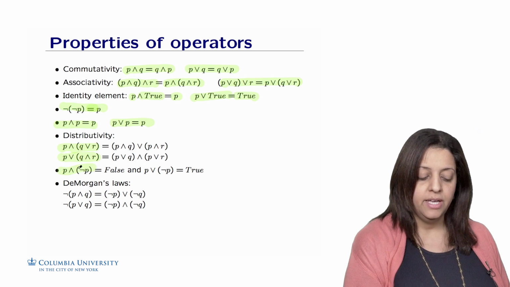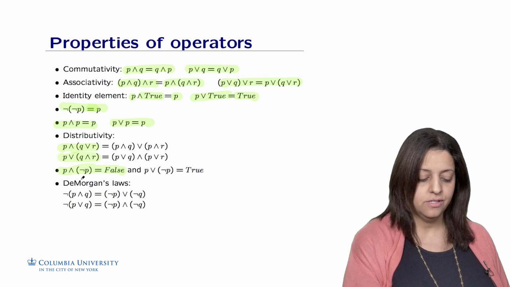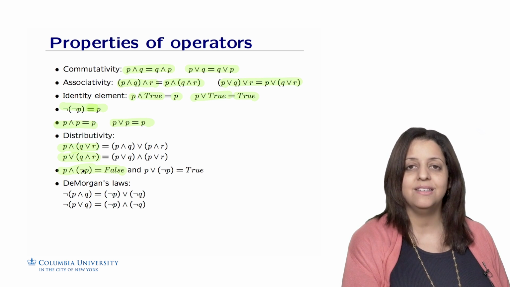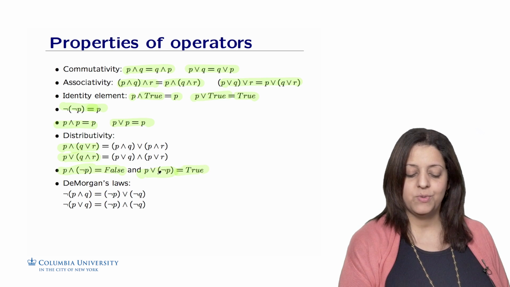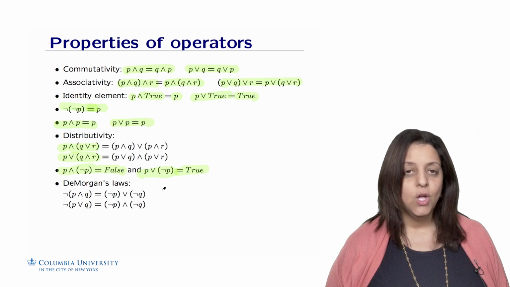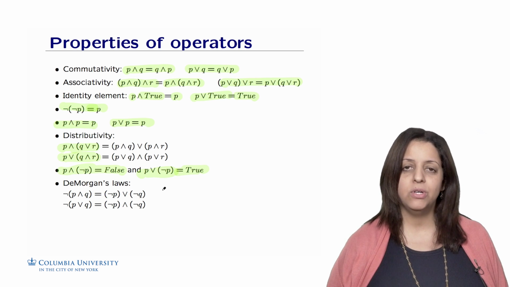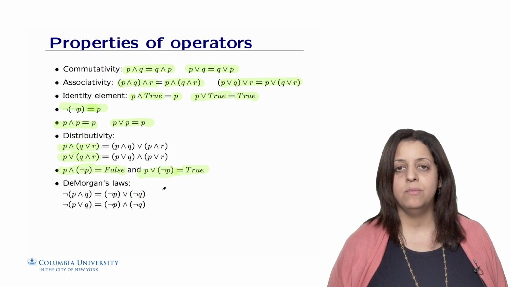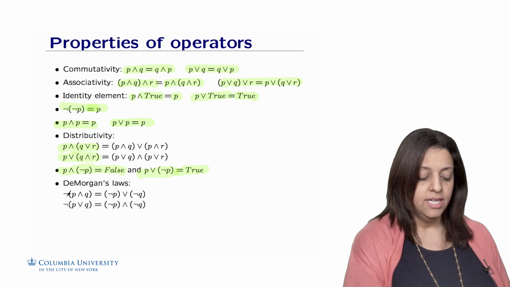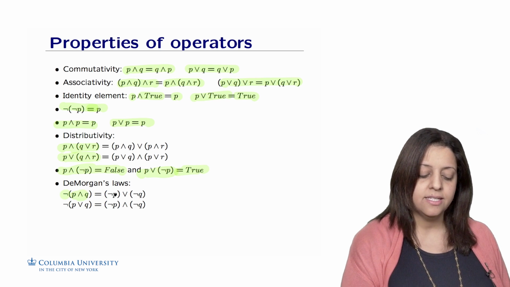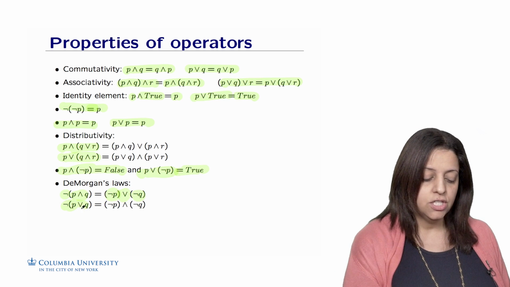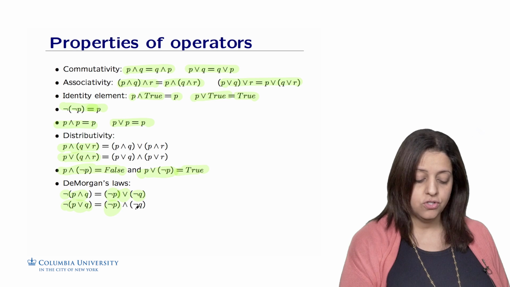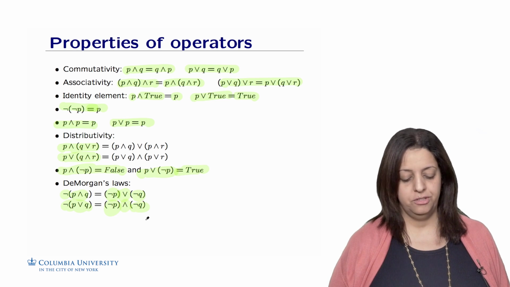Also, P and not P is false, because one of them must be false, so the conjunction requires that both of them be true to be true. P or not P is true, because one of them is guaranteed to be true. We use an important feature called De Morgan's law that allows us to introduce the negation on some compound conjunction or disjunction. The negation of a conjunction is the negation of the first term or the negation of the second term. The negation of a disjunction is the negation of the first term and the negation of the second term.